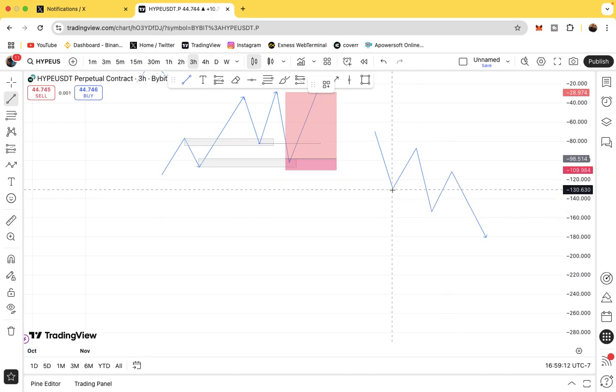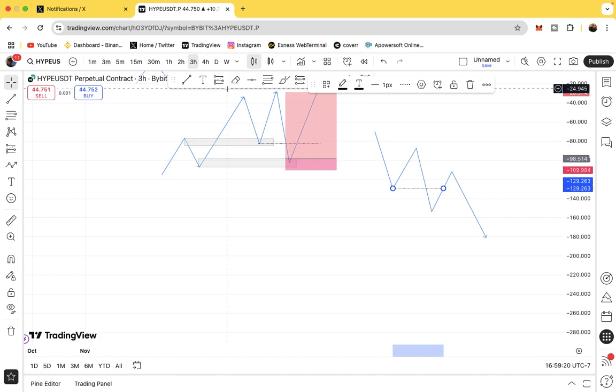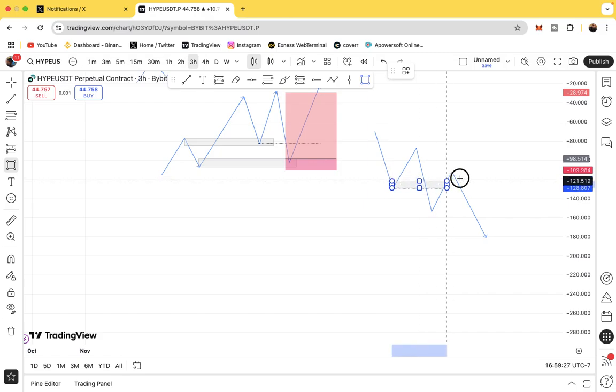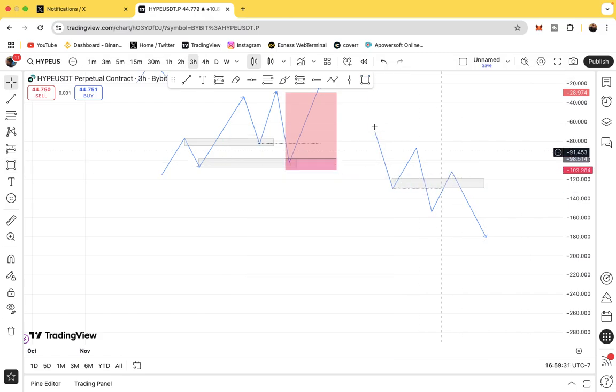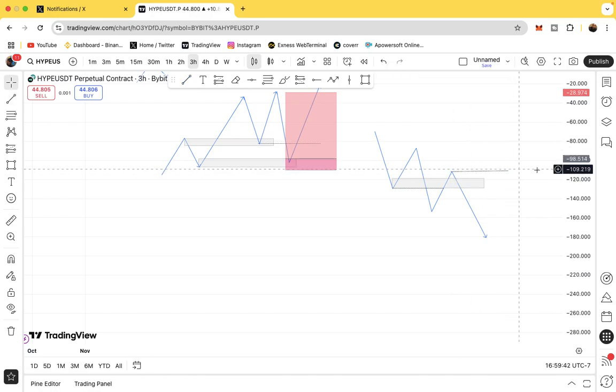Then what happened? This is a point of interest which has already been mitigated. So this retracement already mitigated our point of interest at this point, causing an inducement. Now, you want to make sure that after a break, you always wait for inducement liquidity so that you don't get trapped in the market.